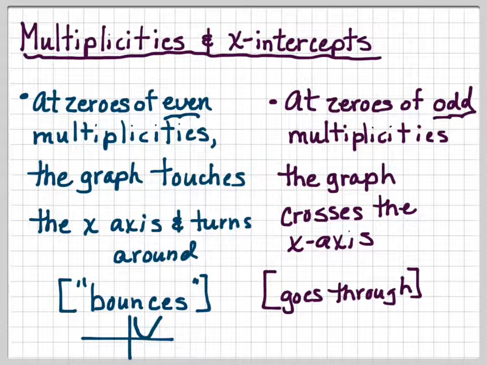Now, we're not talking about the entire equation or the entire polynomial being odd or even. We're talking about each individual factor. If it is a multiplicity of an odd number, it's going to go through the graph. If it's even, it's going to bounce off the graph. The bigger the number, the more flattened out the graph gets at that point. So if you put y equals x to the fourth power in your graphing calculator, it's going to look kind of like a parabola that somebody sat on the bottom of.